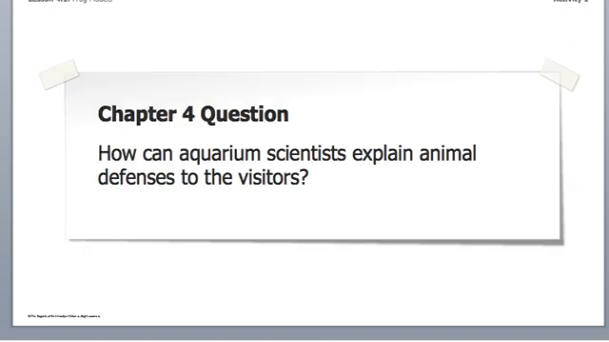So the chapter question for the beginning of chapter 4 is, how can aquarium scientists explain animal defenses to the visitors? So we're going to have to figure out how we can create our own models or drawings of models to help explain animal defenses to our visitors. Some defenses we've learned about are spikes, spines, and shells, camouflage, poison, and venom. So we're going to be thinking about how we might use those defenses in our models to explain how animals use them.